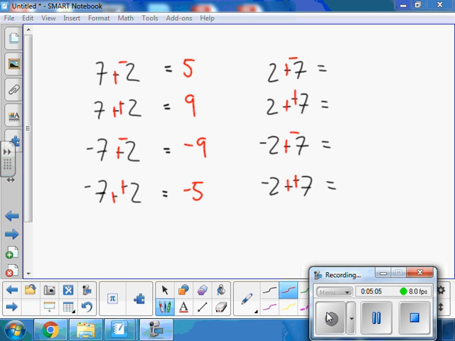Let's switch over to these ones. 2 plus negative 7 is going to be negative 5. 2 plus 7 will be 9. Negative 2 plus negative 7 is negative 9. And negative 2 plus 7, 7, 6, 5, so that's going to be positive 5. On the number line, I'm at negative 2, going up 7 steps. That's going to clear 0, and then I'm going to land at 5.